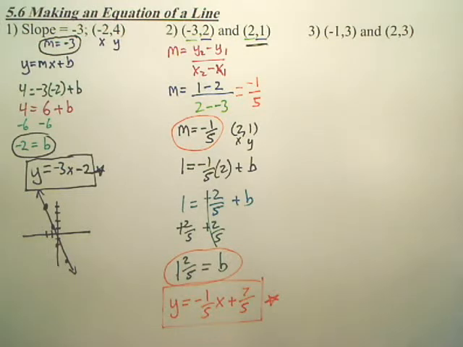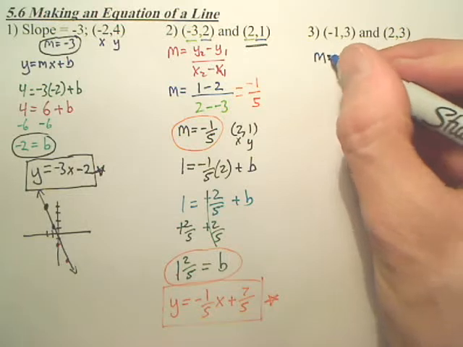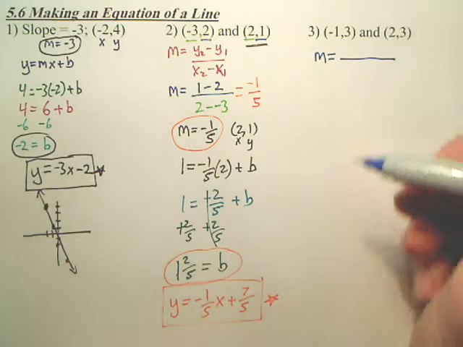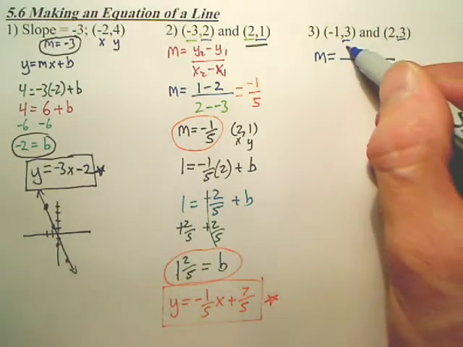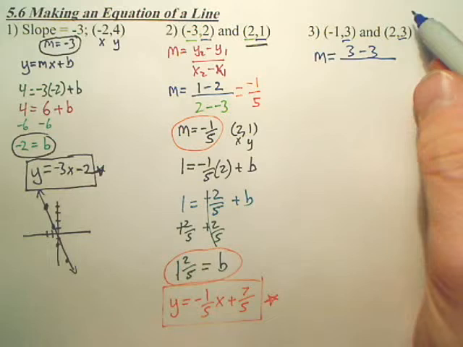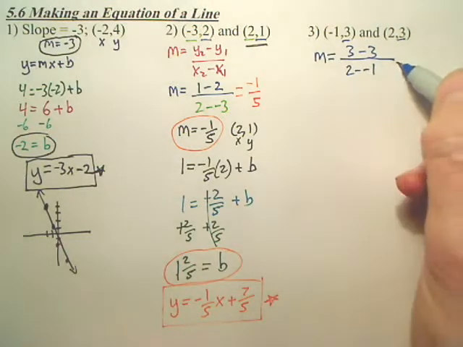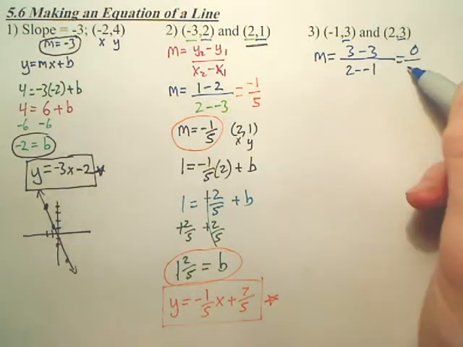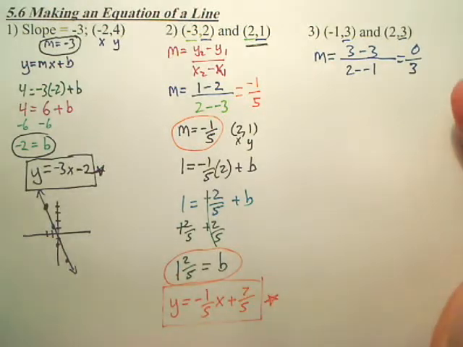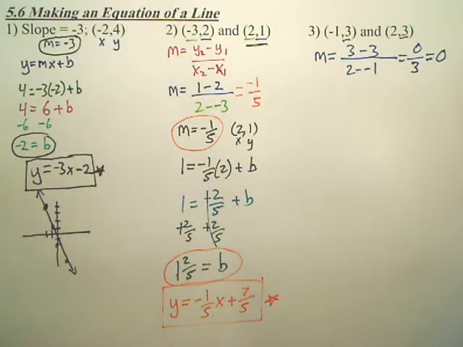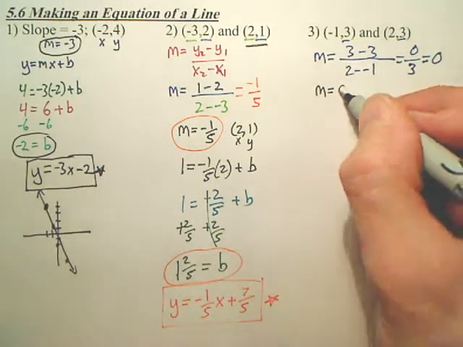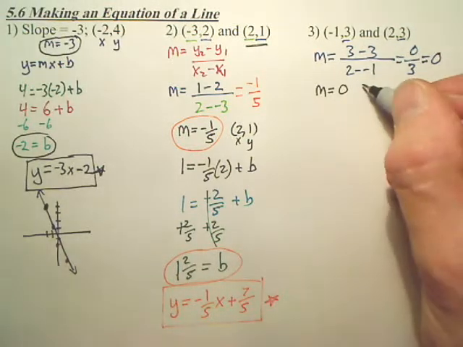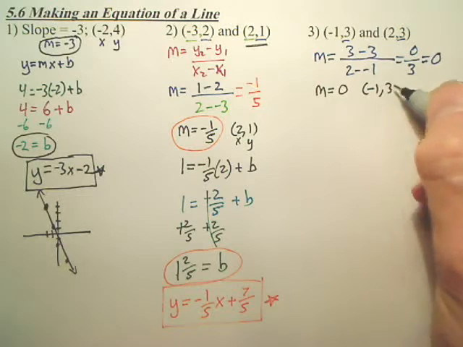Let's do it one more time. Let's find the slope. So we take these two numbers, 3 minus 3, and 2 minus -1. That gives us 0 over 3. Looks like my slope is 0. So your m is 0. You choose either point. I'm just going to choose the first one, the smaller values.